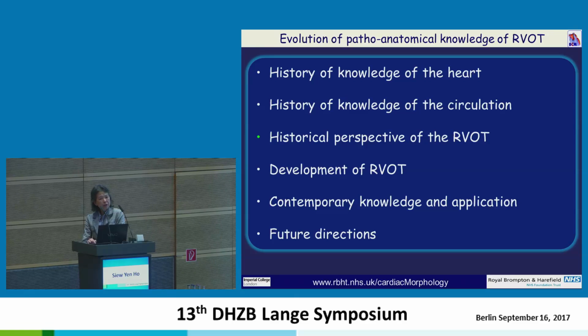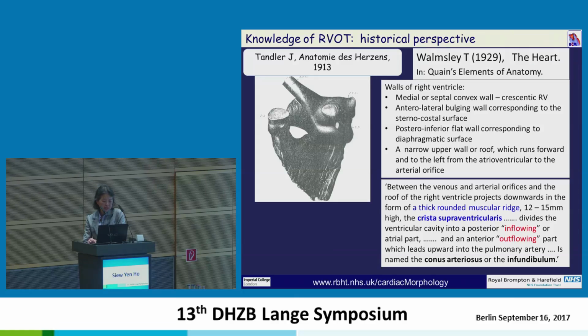So then, what about the right ventricle outflow tract? How did the development of anatomical understanding happen? As I could only read English, I relied on Quain's Elements of Anatomy back in 1929 that showed a picture of Tandler's cast. So this was an endocast, in which Tandler described the walls of the right ventricle.